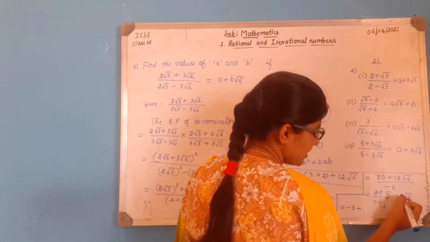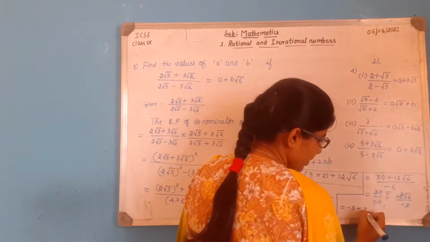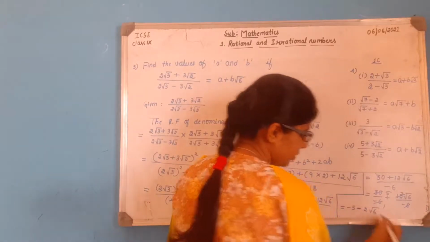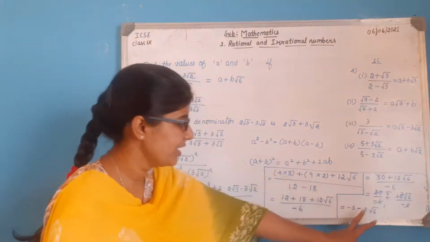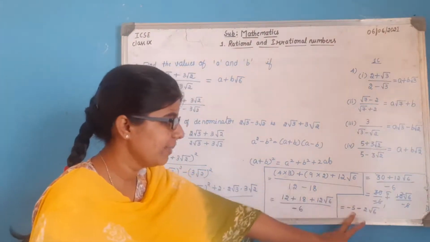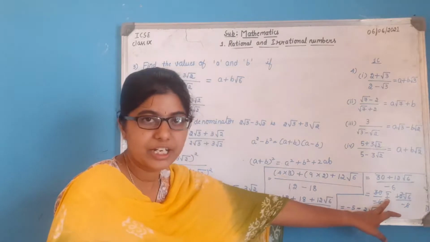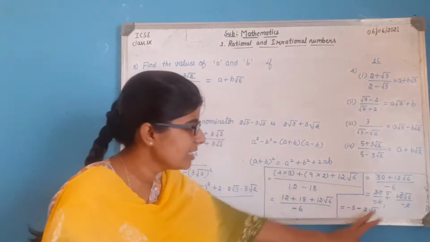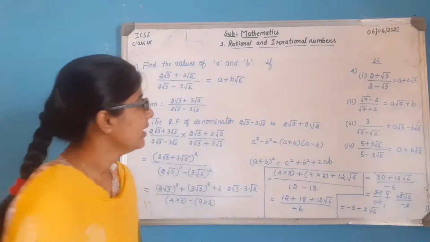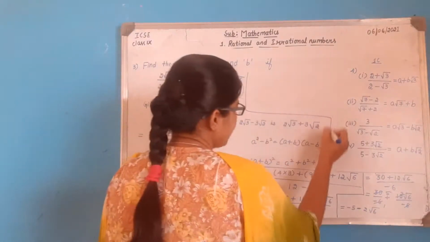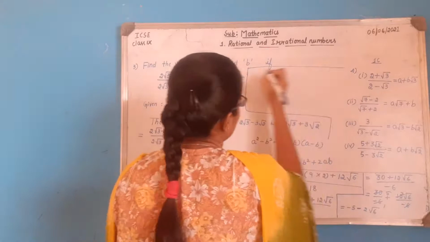So 6 1s are 6, 6 2s are 12. So here 2 root 6 remains. 2 root 6. Clear? So 6 1s are 6, 5s are 30, so minus 5. Here the sign multiplication: plus into minus is minus, 6 1s are 6, 6 2s are 12, so root 6. Now I will write the last step here, look carefully.